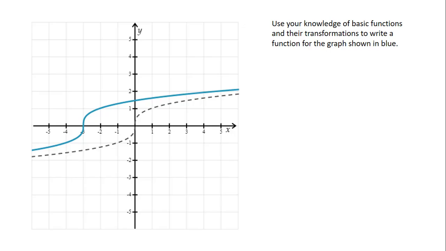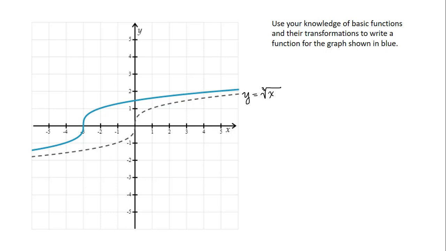In this video, I want to demonstrate 3 examples of where you're given 2 graphs, one of those being the graph of the basic function, one of those 7 basic functions, and then you're given a transformed graph, and you need to write what is the function for the transformed graph. So I have on this graph the basic graph of y is equal to the cube root of x.